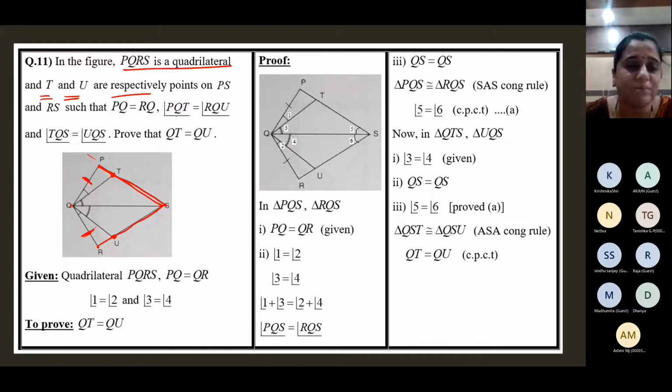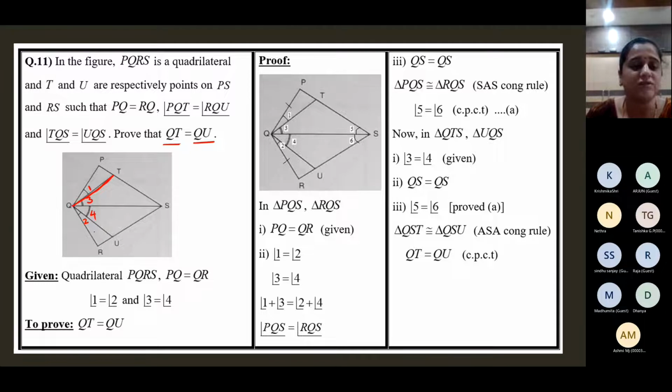We are also given that angle PQT, see here, that is this angle, angle 1, is equal to angle RQU, this one, angle 2. Angle TQS is equal to angle UQS. So with all this, we need to show that QT is equal to QU. The length of this line segment QT is equal to the length of this line segment QU.